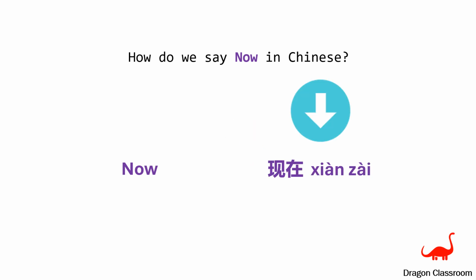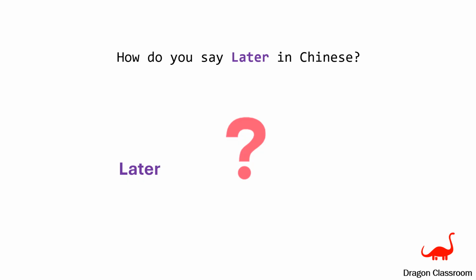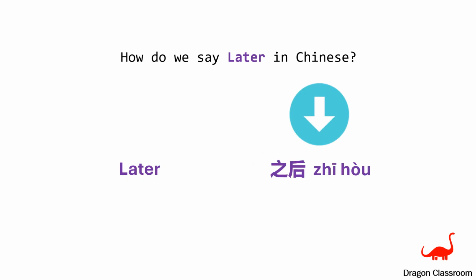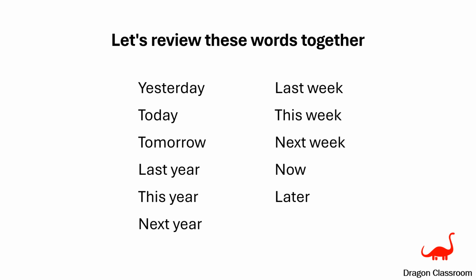Now is 现在. Now is 现在. How do we say later in Chinese? Later is 之后. Later is 之后. We have finished learning all the words.